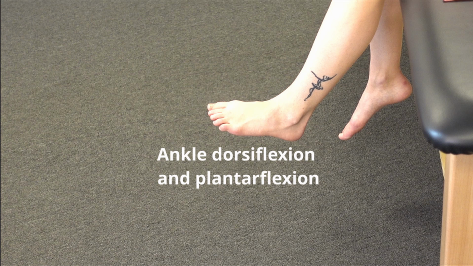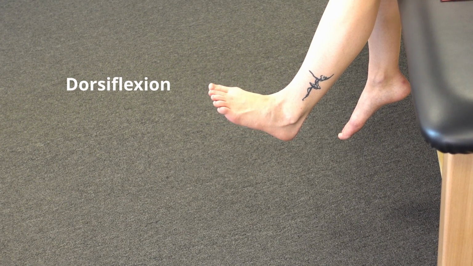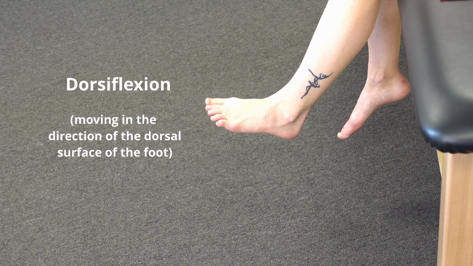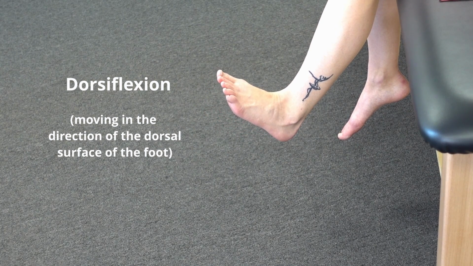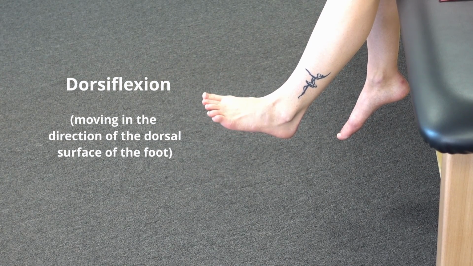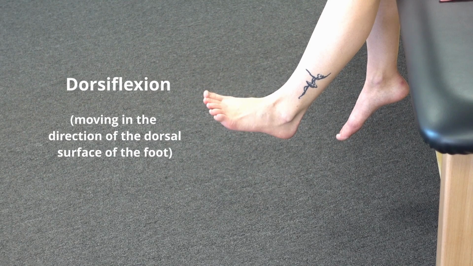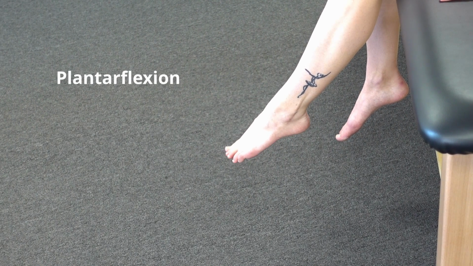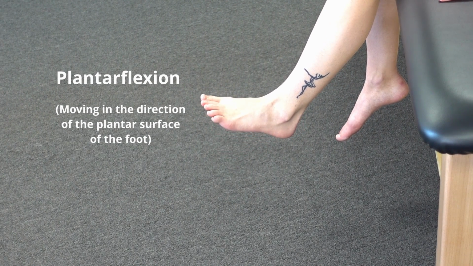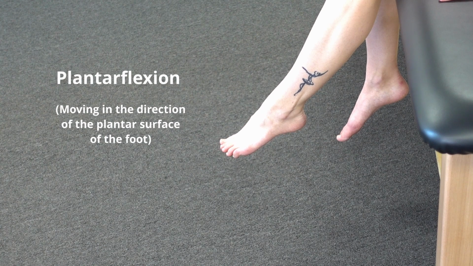Next up is plantar flexion and dorsiflexion of the ankle, which occurs in the sagittal plane around a medial lateral axis. Moving the foot upward towards the dorsum or back of the foot is considered dorsiflexion. Moving your foot downward or in the direction of the plantar surface of the foot is considered plantar flexion.